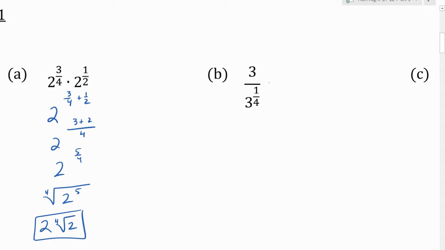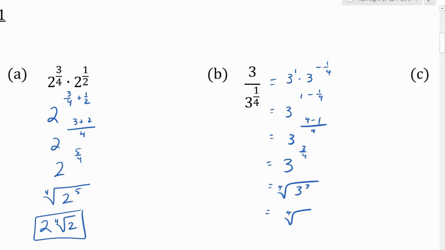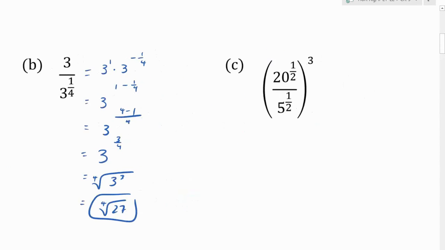This one, this is 3 to the 1st times 3 to the negative 1/4. So I'm going to add up those powers. Oops. Common denominator is a 4. So we'll get 3 to the 3/4, which is the 4th root of 3 cubed. Can't clean it up because there's only three 3s.